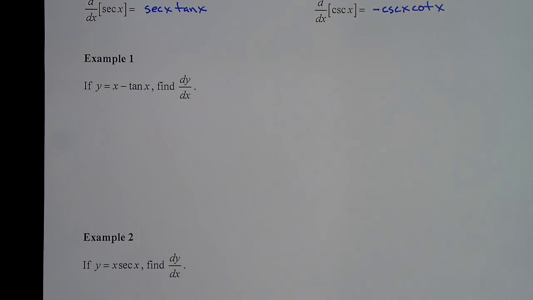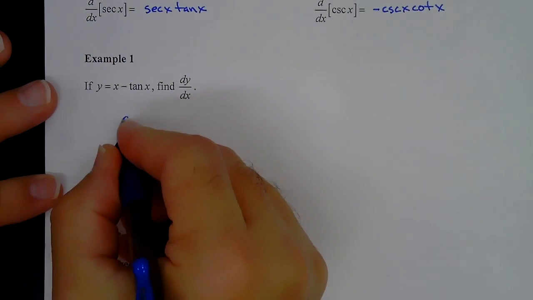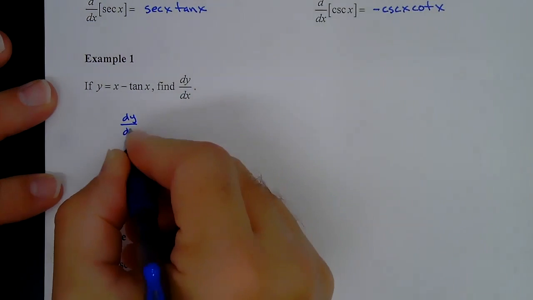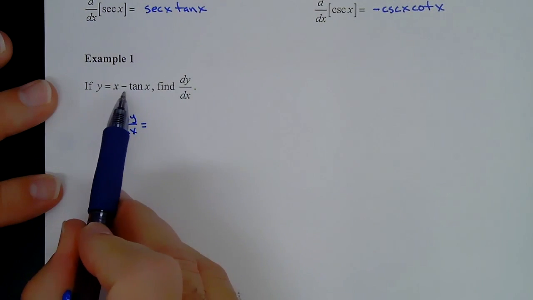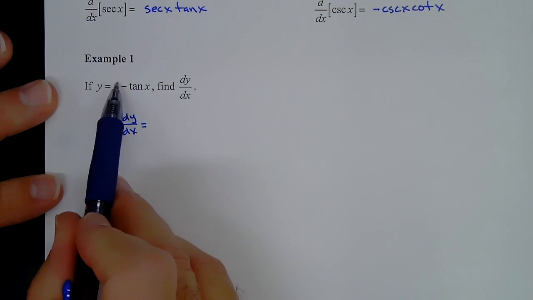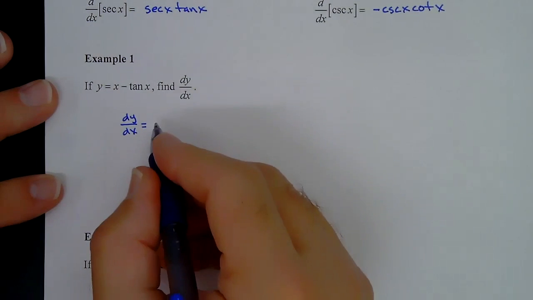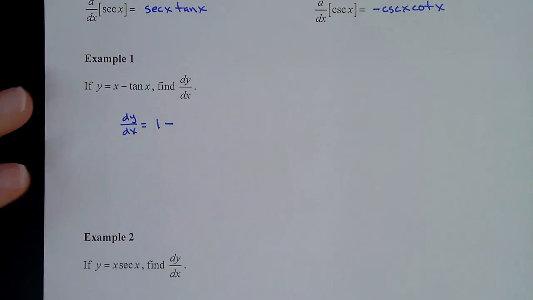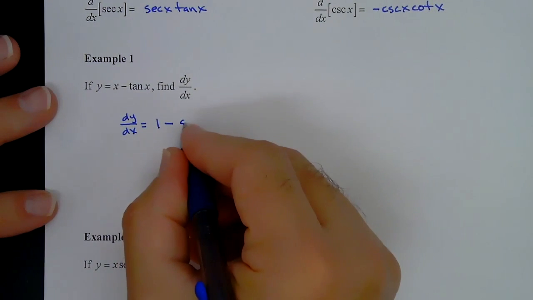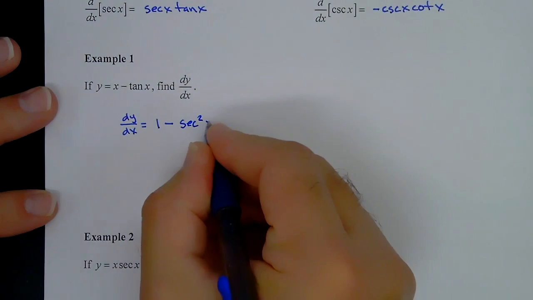So y equals x minus tan x, and we want to find dy over dx, right? The derivative. So dy over dx is equal to, so the derivative of x, now we got to use the sum and difference rules. Okay, so the derivative of x, it would be 1 minus the derivative of tan x, which is secant squared x.